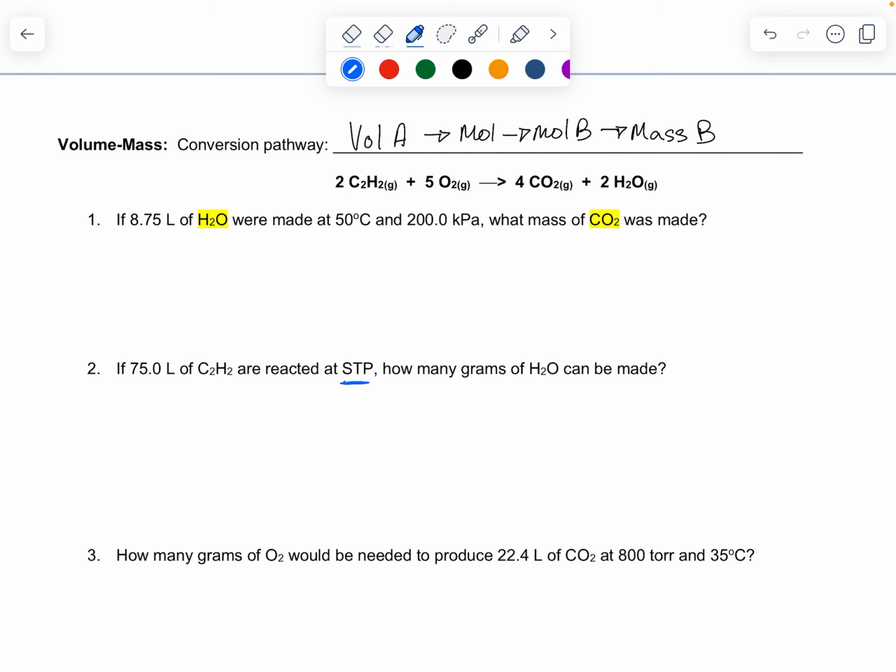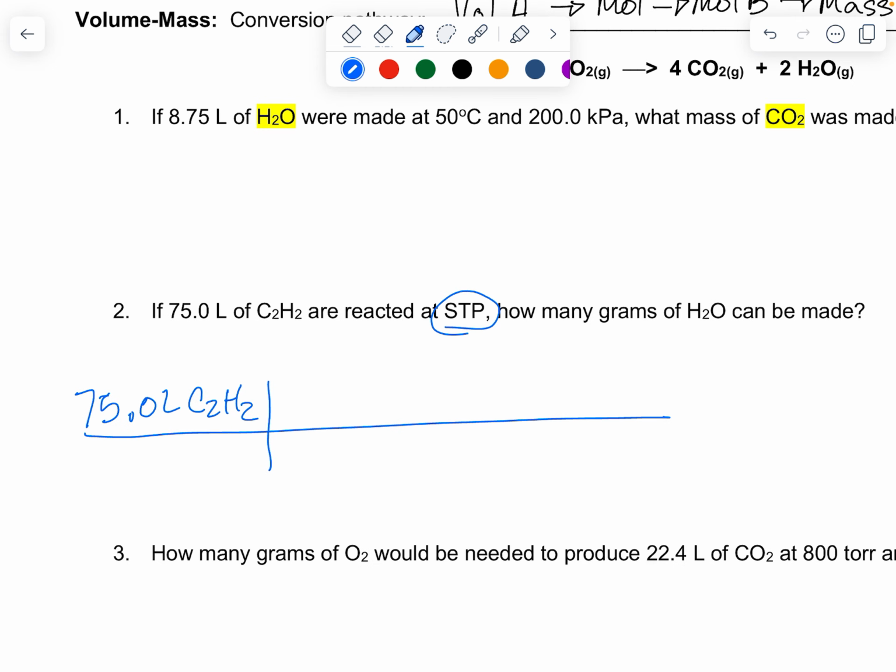In this question, it says 75 liters of C2H2 are reacted at STP, standard temperature and pressure. How many grams of H2O can be made? So again, we're starting with some volume of C2H2, and we're going to figure out how many grams of water we should predict that we can make at the end. And so let's do it. We've got 75.0 liters of C2H2. This is going to be a 3-step stoichiometry problem. Because we are at STP, we can use that shortcut: 22.4 liters is equal to 1 mole of gas.